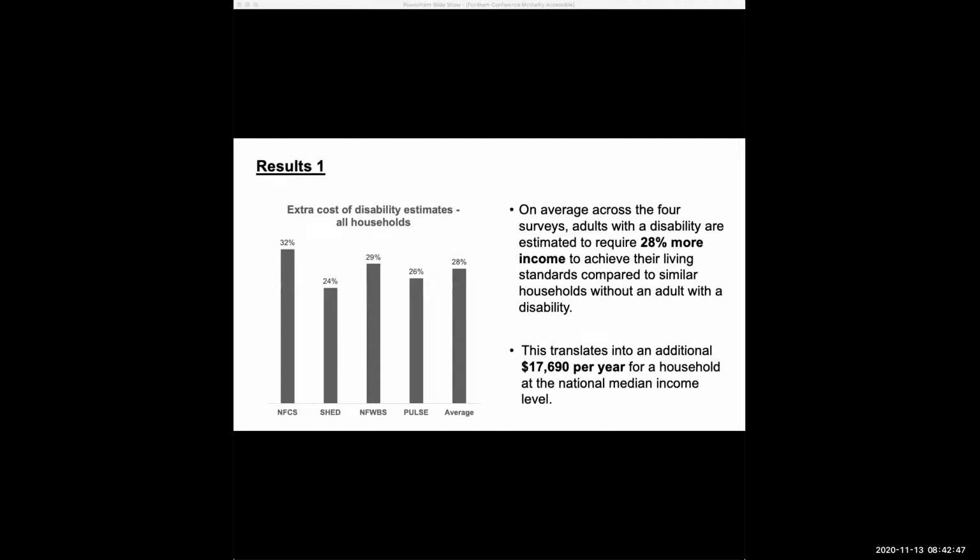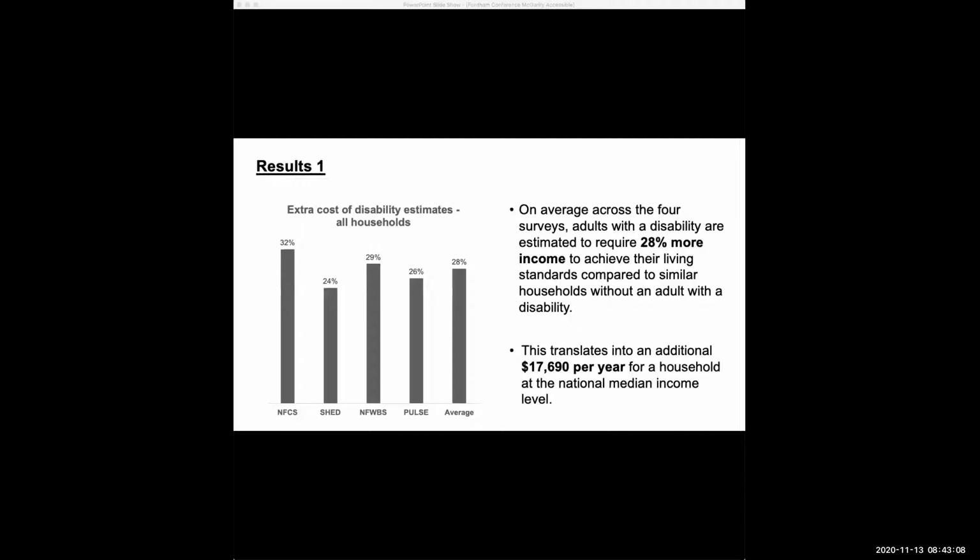And if you look at the figure that we provide here, you can see that that 28% estimate is an average across all four of the data sets that we used. And that the individual estimates range from as low as 24% in the SHED to as high as 32% in the NFCS, all of which were in a really close range there.